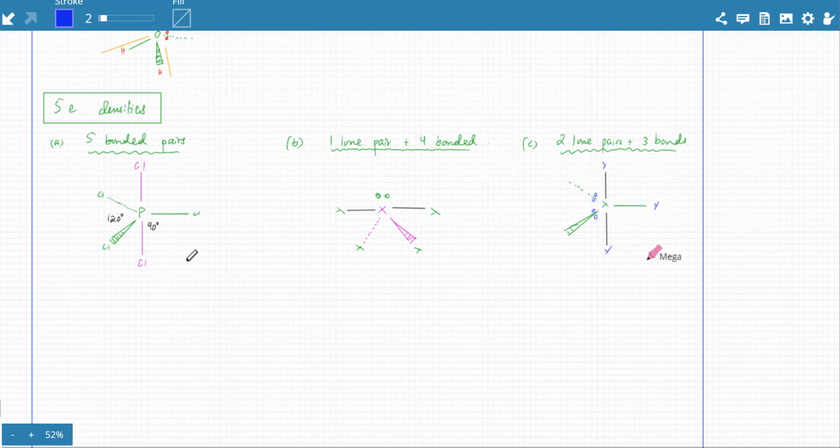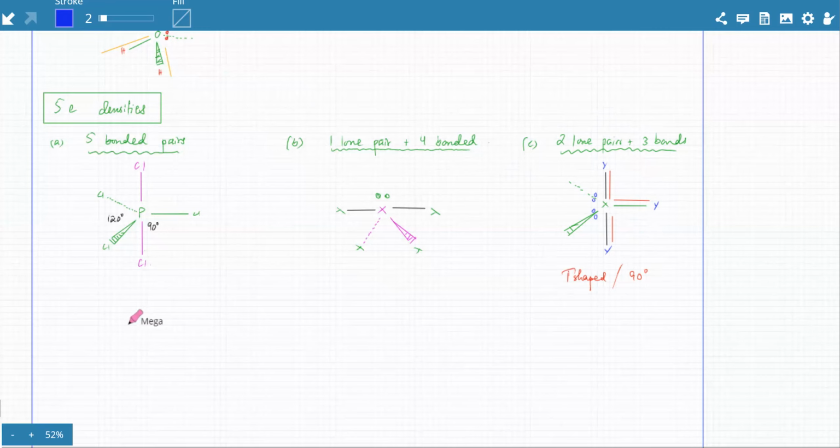So if you get rid of this side, it's a T-shaped molecule. If I highlight, it's basically this, and this. So it's a T-shaped molecule. And the angles are 90 degrees or almost 90 degrees.